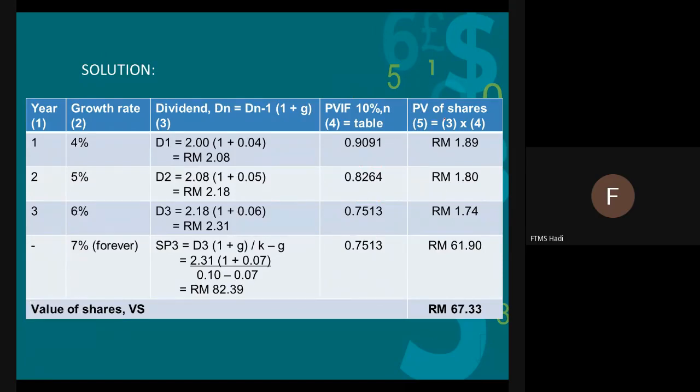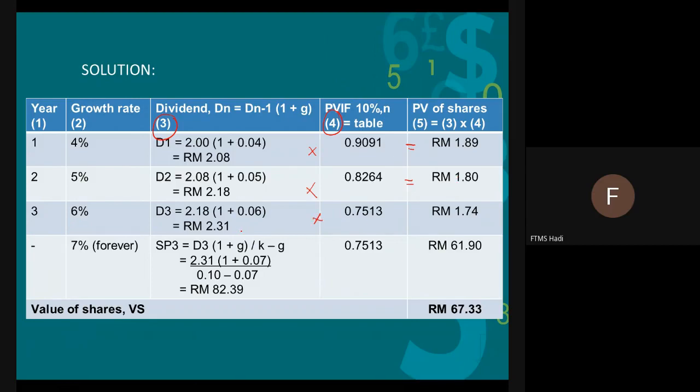Okay, so how to calculate PV of shares? Column number 5 is equal to column number 3 multiplied by column number 4. So in this case, 2.08 multiplied by 0.9091. Take to 2 decimal points. If you press calculator, you will get RM1.89. Okay, how about this one? 2.18 multiplied by 0.8264. Take to 2 decimal points, you will get RM1.80.